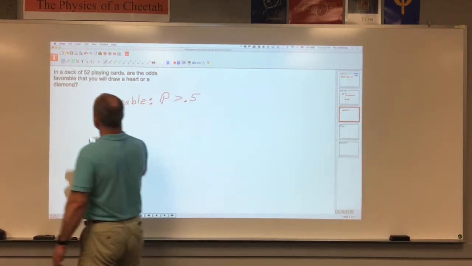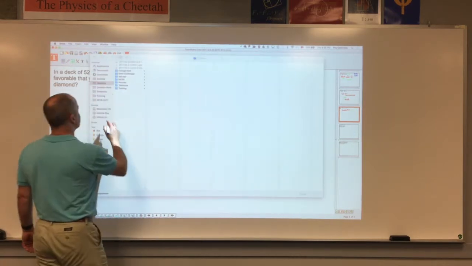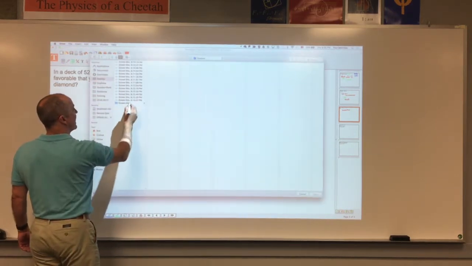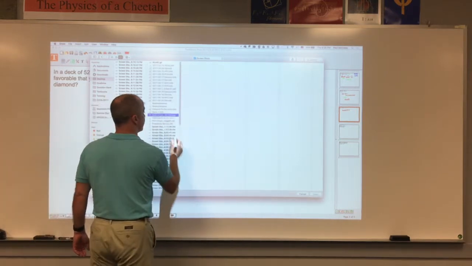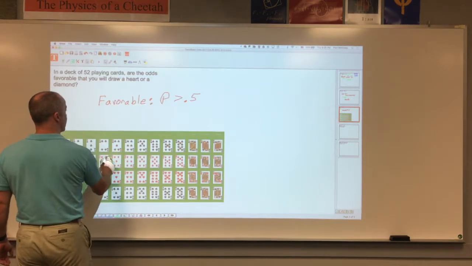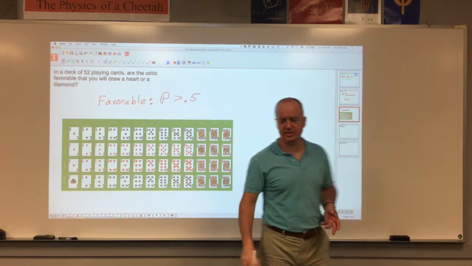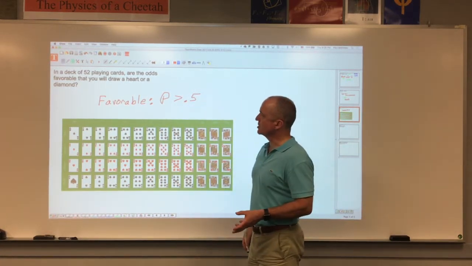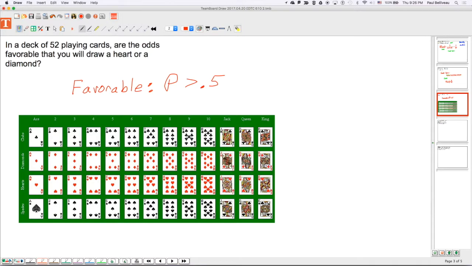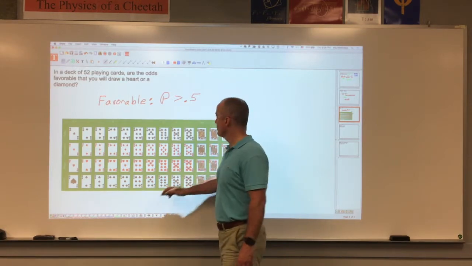Now, every once in a while, I find one of my students actually doesn't have a lot of experience with playing cards. Sometimes they do, sometimes they don't. Sometimes a visual is helpful. If you don't have much experience with a deck of cards, this might help. So here's a deck of cards. There are 13 cards in each suit. There are 4 suits. Our sample space consists of all the cards.